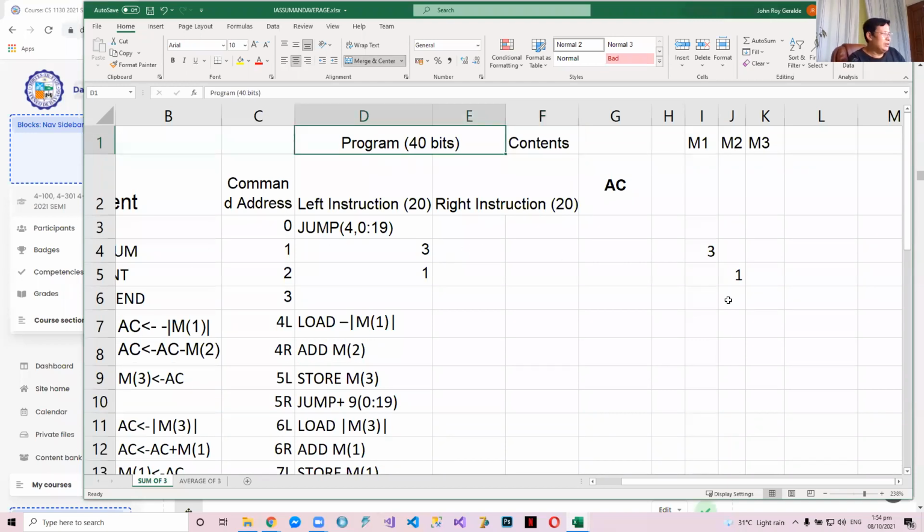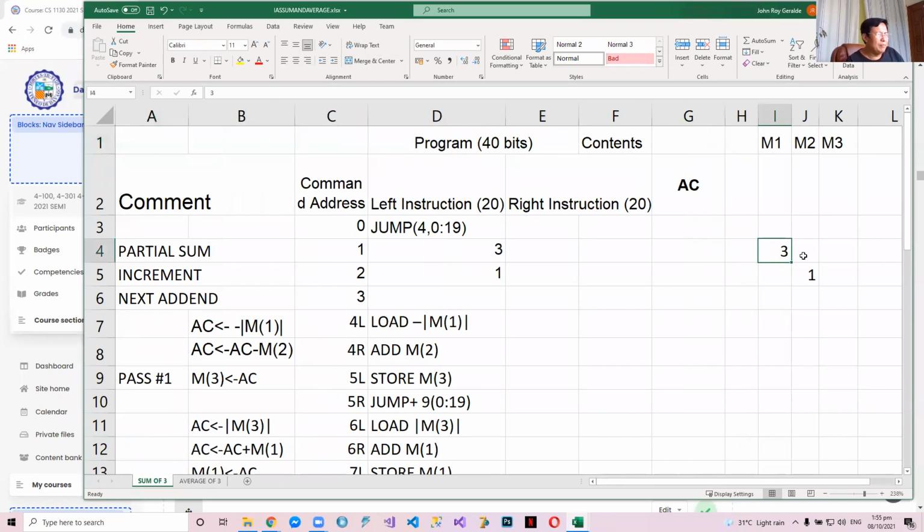So instead of the partial sum, the product, we have the partial sum, and this will be our next addend here. So we have to jump 4, no? Later, I'll show you a program without a left and a right, from a different machine. So we have load negative of M1. Any questions? We'll start now.